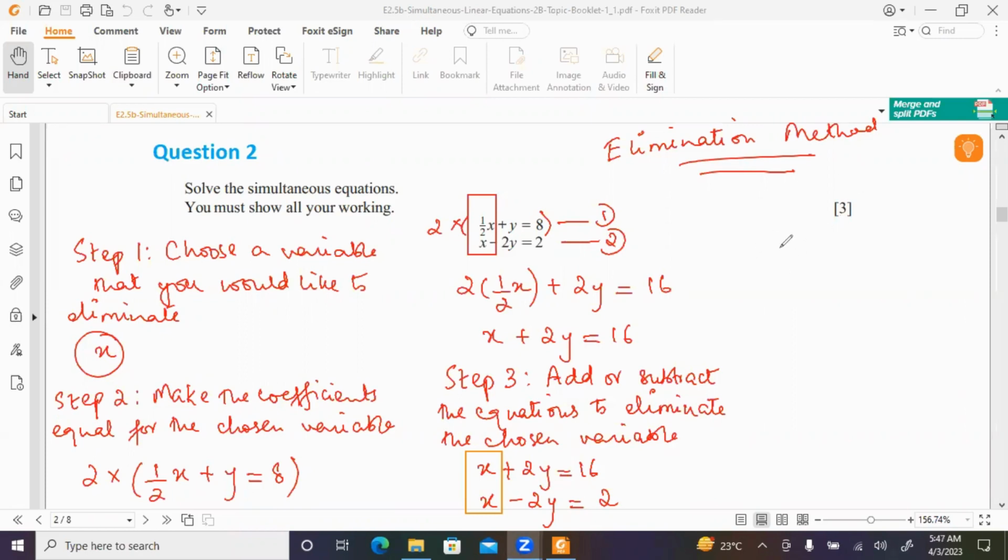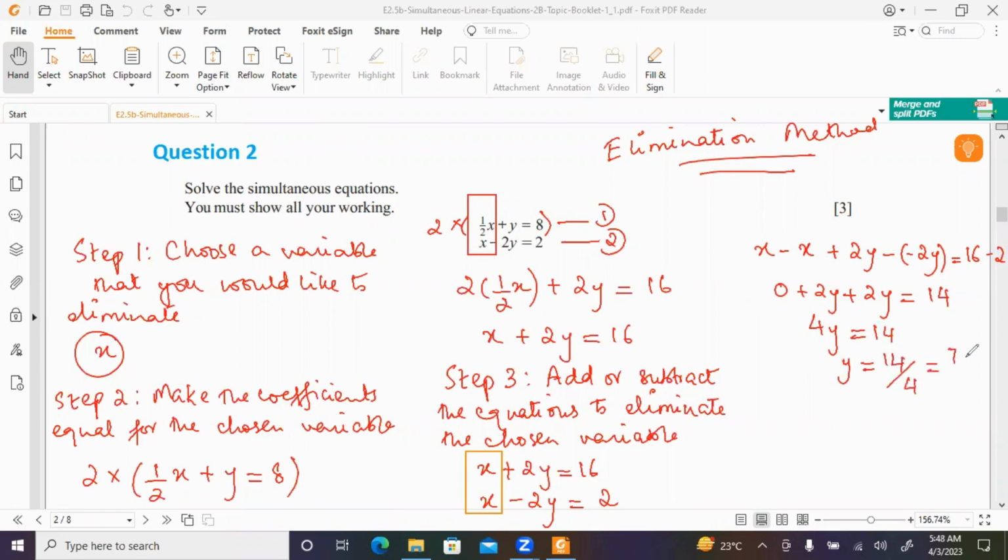So if I do x minus x plus 2y minus negative 2y equals 16 minus 2. x minus x is 0, plus 2y plus 2y equals 14. 4y equals 14, and y equals 14 over 4, which can be simplified to 7 over 2.